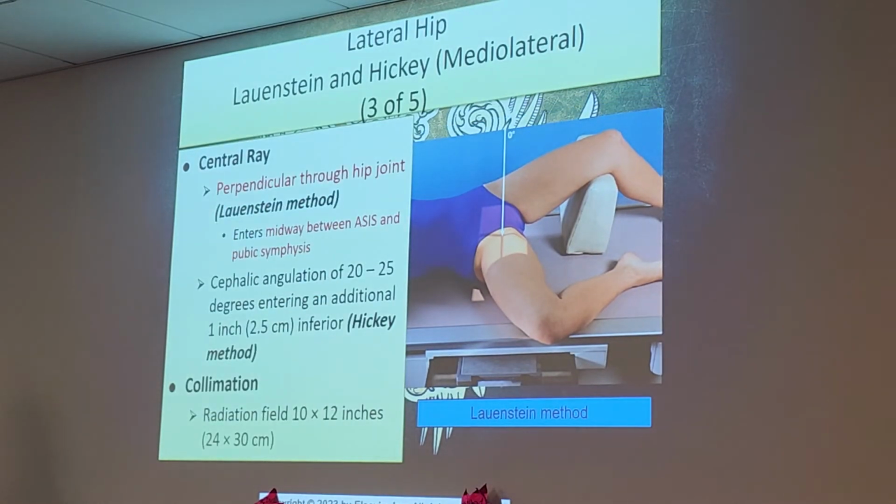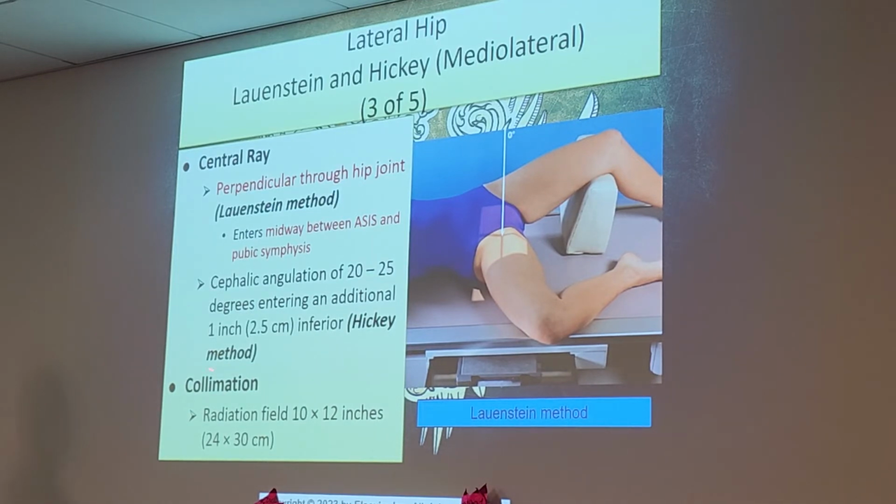Alright, central ray will still be perpendicular through the hip joint. Now, by the way, with these two names, when we're talking about just the Lowenstein method, it's entering midway between the ASIS and pubic symphysis. That's basically directly on that hip joint.